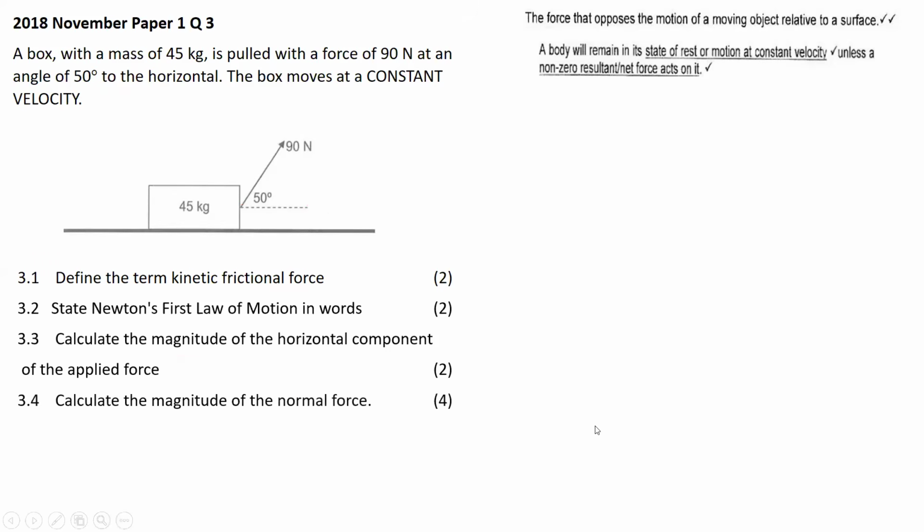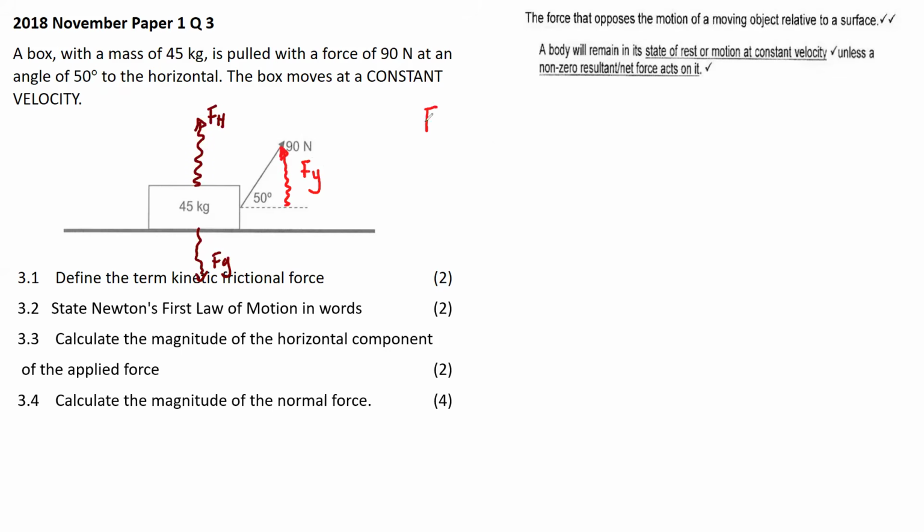The next one says, calculate the magnitude of the normal force, and it's 2 marks. Now, there's something interesting here. The normal force is an upward force. Then there's downward, which is the force of gravity. And then there's this Fy right there.